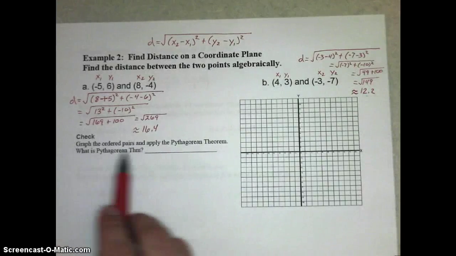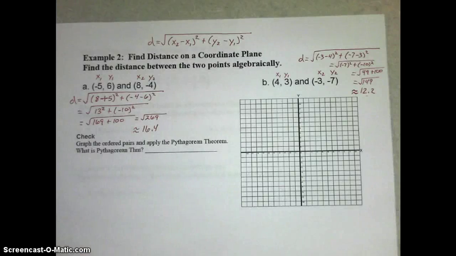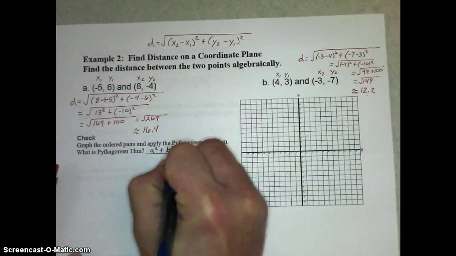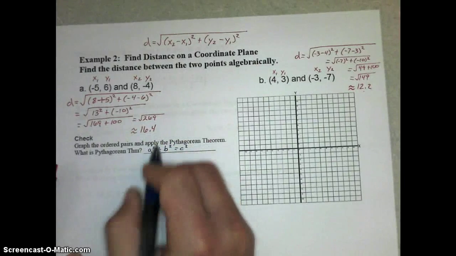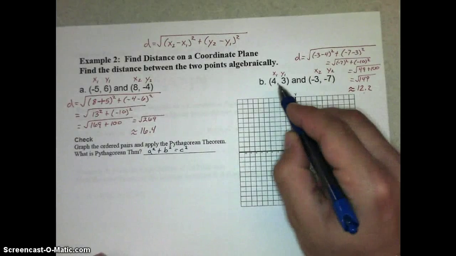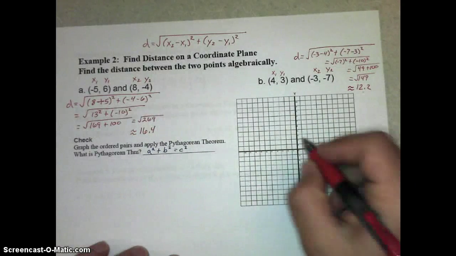Now, you can check this using what we call the Pythagorean theorem. Well, what is the Pythagorean theorem? Hopefully you remember that. Pythagorean theorem is a squared plus b squared equals c squared. A and b are the legs of a right triangle, c is the hypotenuse. Well, we don't see a triangle here, so let's actually plot the points from b and see how that works out so we can check our work.